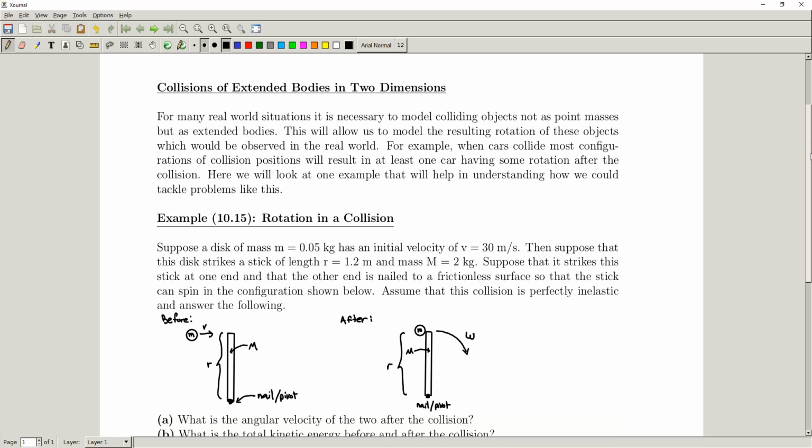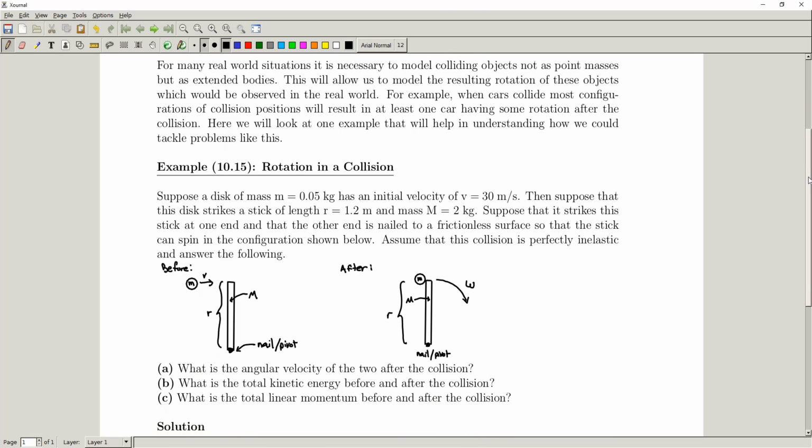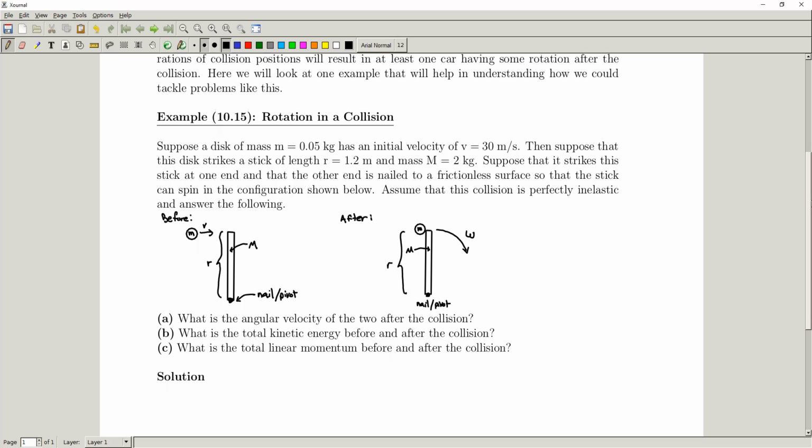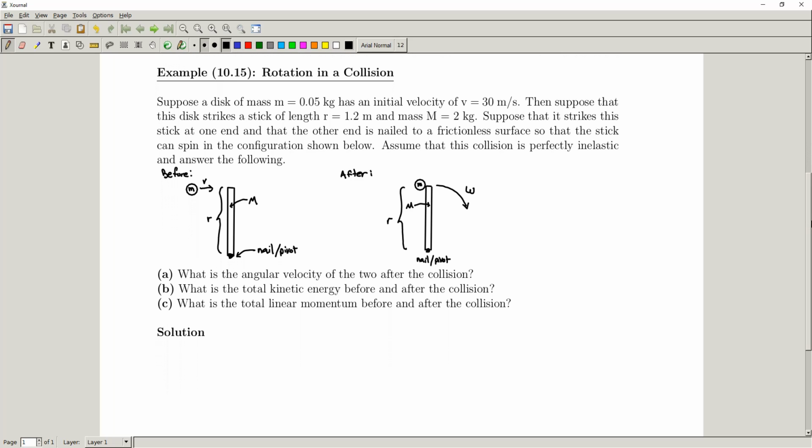Okay, this is example 10.15 from the text. Rotation in a collision. It's basically the same problem. I've reworded it slightly, but it's more or less exactly the same. So suppose we have a disk of mass 0.05 kilograms that has an initial velocity of 30 meters per second. Then we're going to suppose that this disk strikes a stick of length r equals 1.2 meters, and this stick has a mass of 2 kilograms.